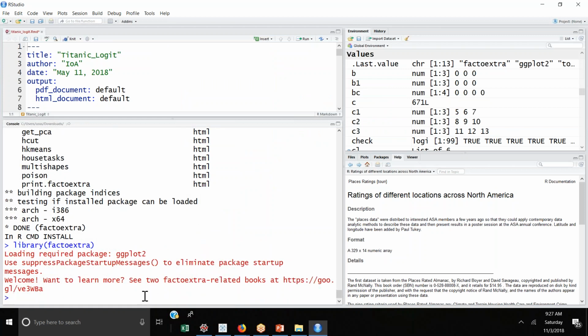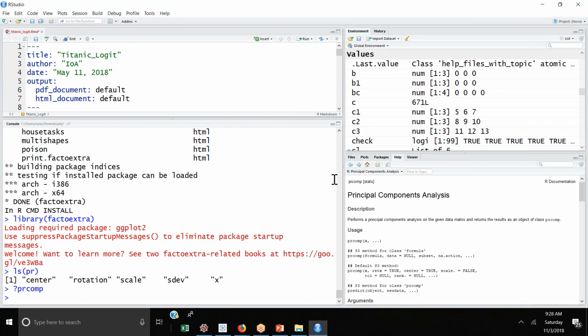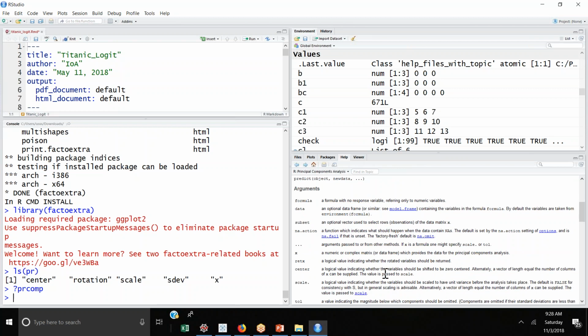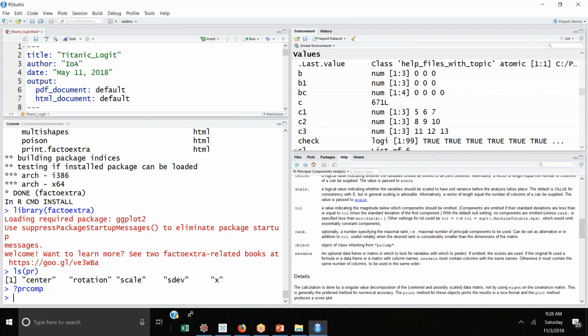Print comp, PR comp, we said that, right? So just park the idea of factor extra for now. PR comp has these, I went back there, right? PR has centered, rotation, scale, standard deviation, and the X values. Now, to the PR comp. So remember that it doesn't have any response variable, right? We just gave the data, nothing else we did.